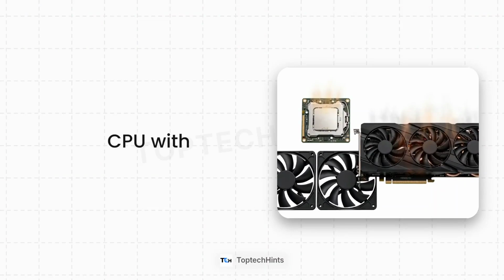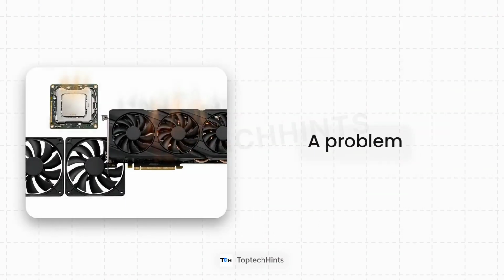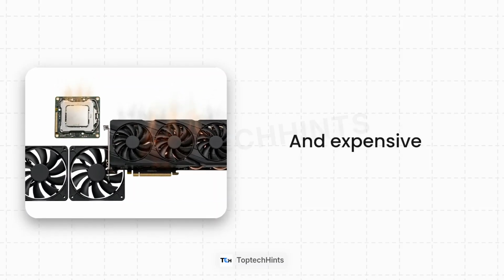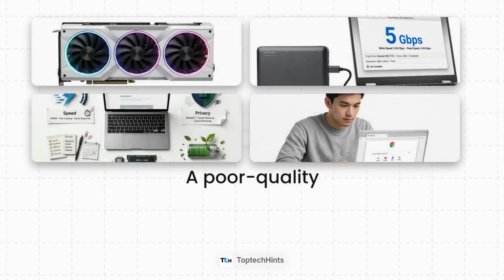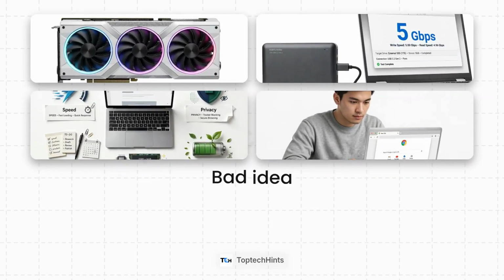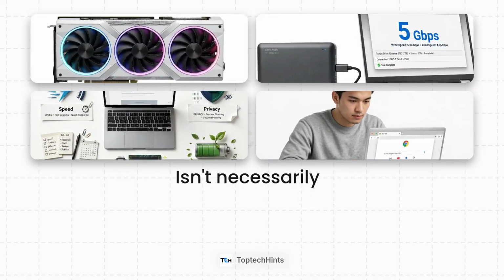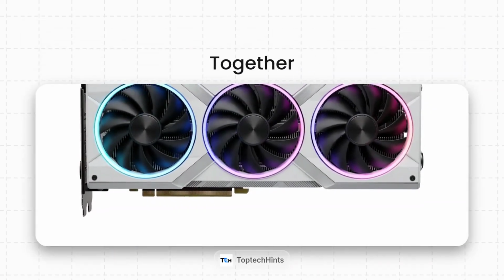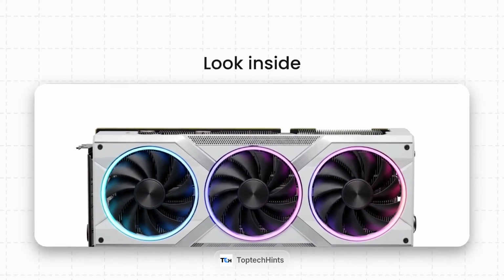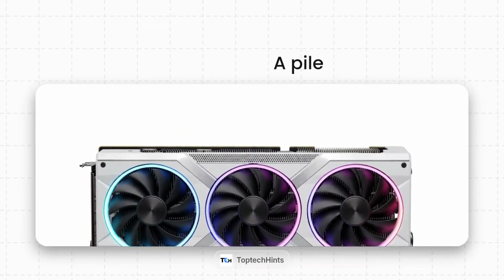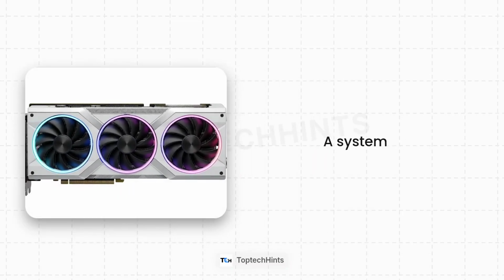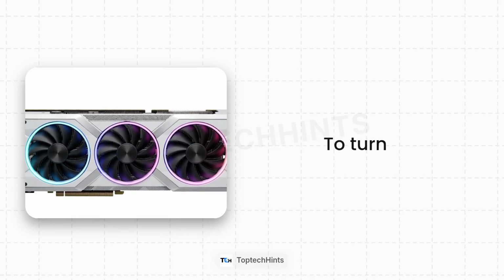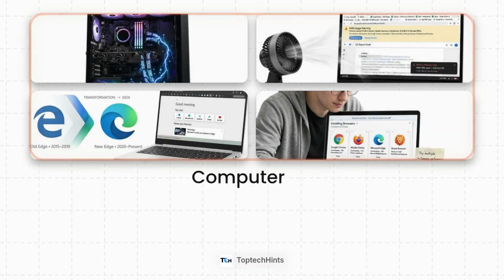A powerful CPU with too little RAM can be a problem. A powerful GPU with weak cooling can be a problem. And expensive components connected to a poor quality power supply can be a very bad idea. The best computer isn't necessarily the one with the most expensive parts. It's the one where everything works together properly. And now, when you look inside a PC, you won't just see a pile of hardware. You'll see a system where every component has a specific job, working together to turn electricity into the computer you're using right now.